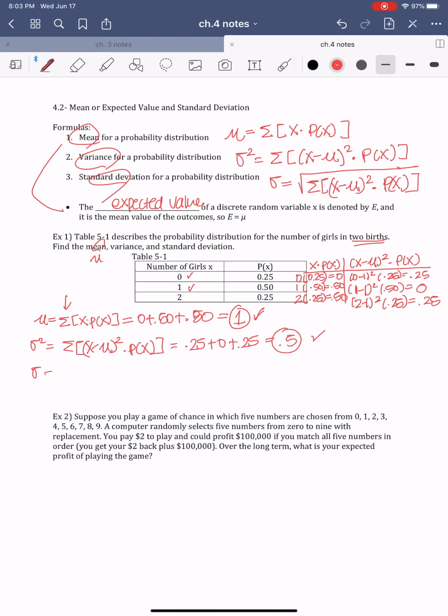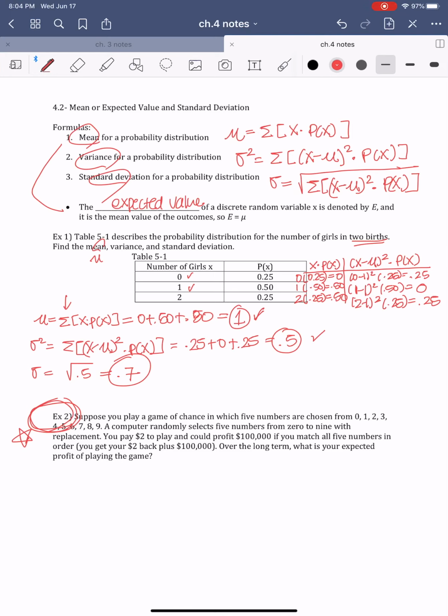And standard deviation will be basically the square root of 0.5. So it is about 0.7, just rounding. Okay? So that's how you calculate it. Okay, example 2 is a really good exercise because you have to come up with a table that looks like table 5.1, and then you have to identify all these x, the discrete random variable, and then calculate the mean, variance, and standard deviation. So it's kind of like you have to start the whole problem on your own. Create a table and then calculate the mean, variance, standard deviation.